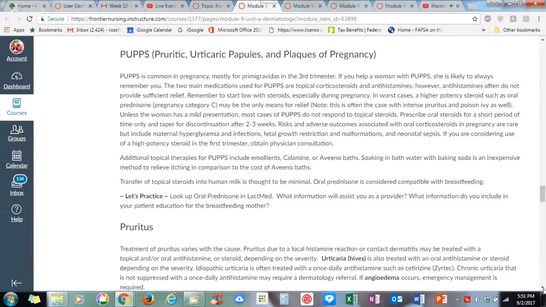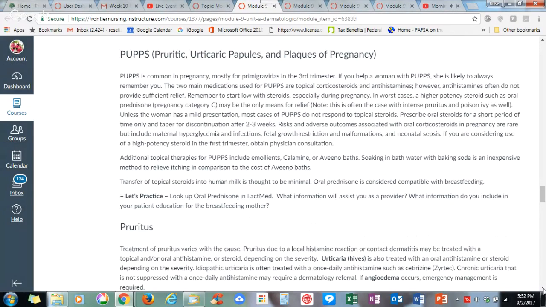Remember to start low with steroids, especially during pregnancy. In worst cases, a high-potency steroid such as oral prednisone, which is pregnancy category C, may be the only means for relief. Note, this is often the case with intense pruritus and poison ivy as well. Unless the woman has a mild presentation, most cases of PUPPP do not respond to topical steroids. Prescribe oral steroids for a short period of time only and taper for discontinuation after 2 to 3 weeks.